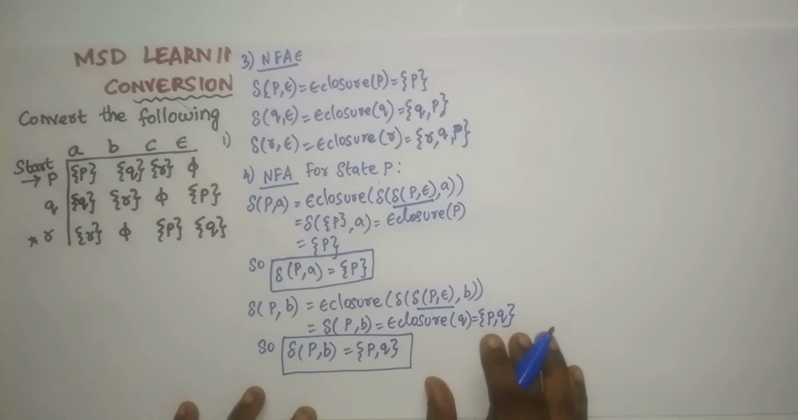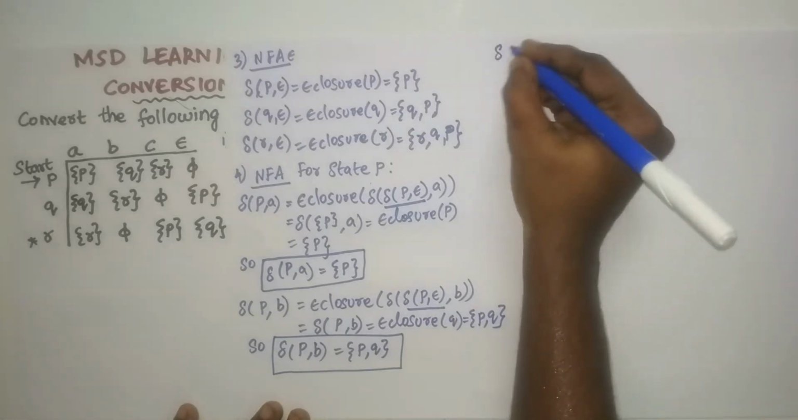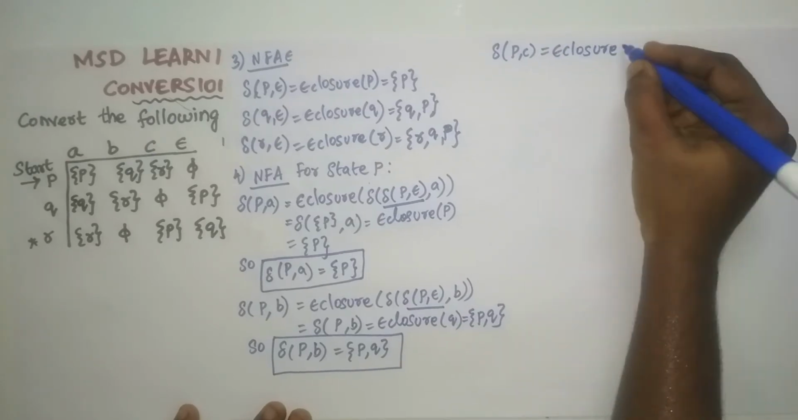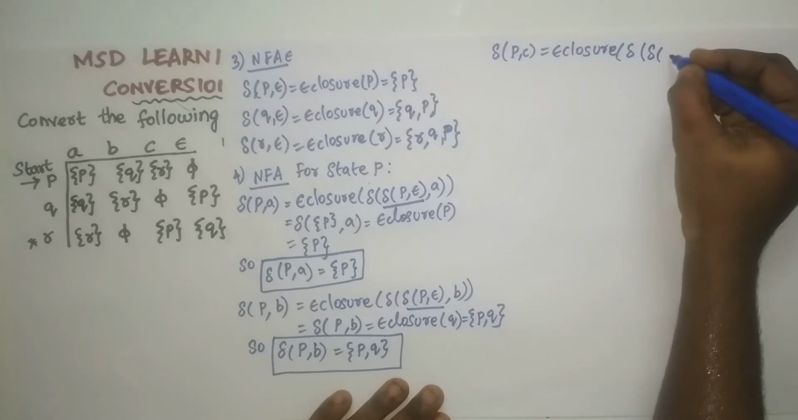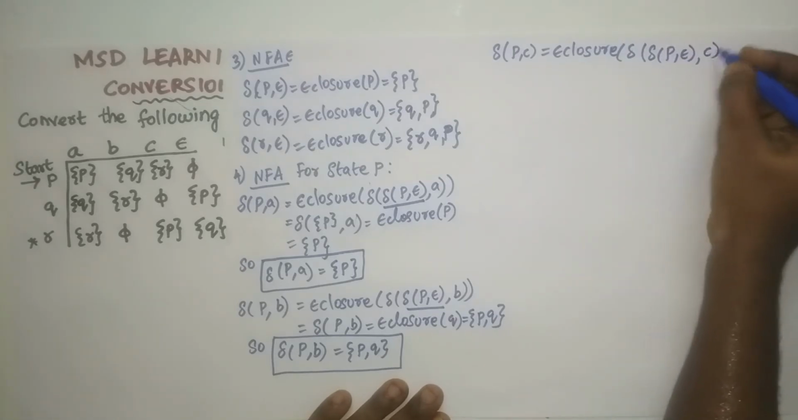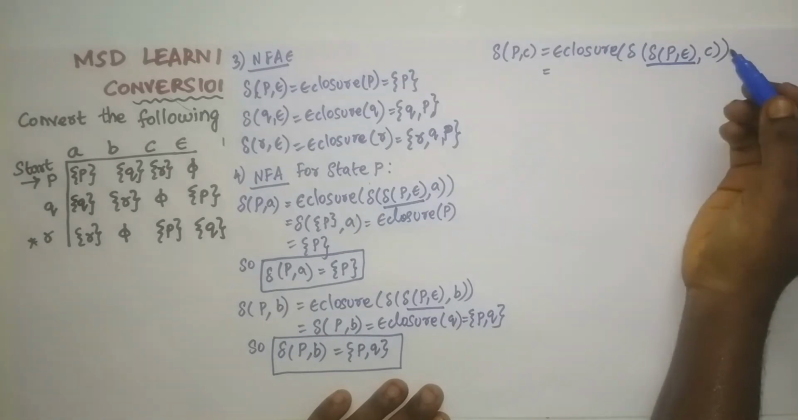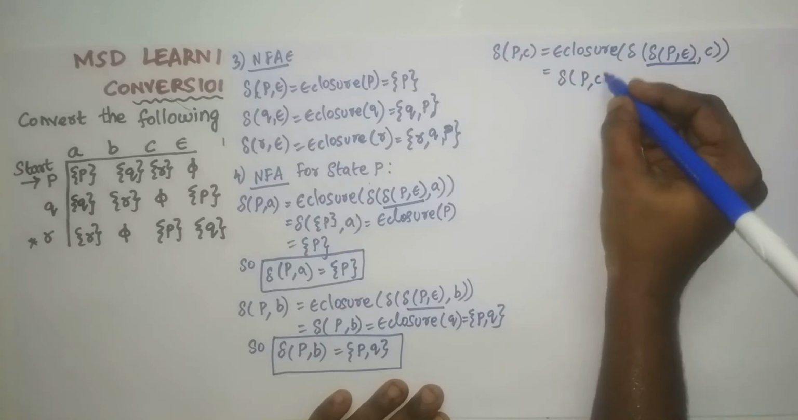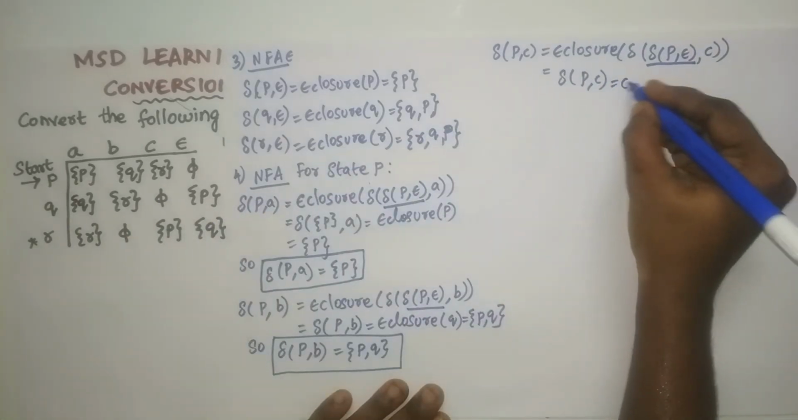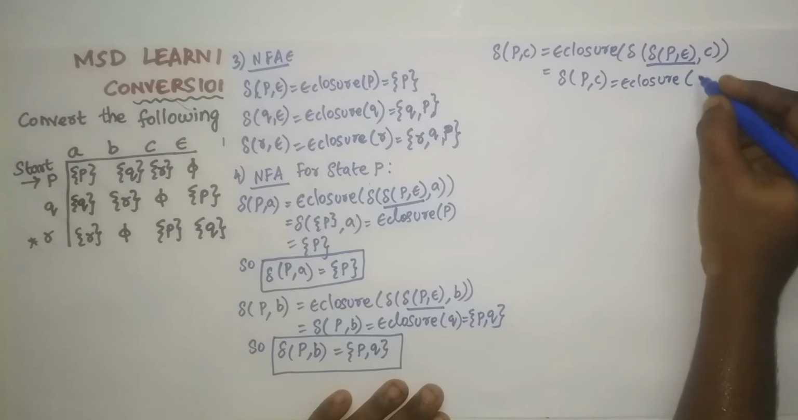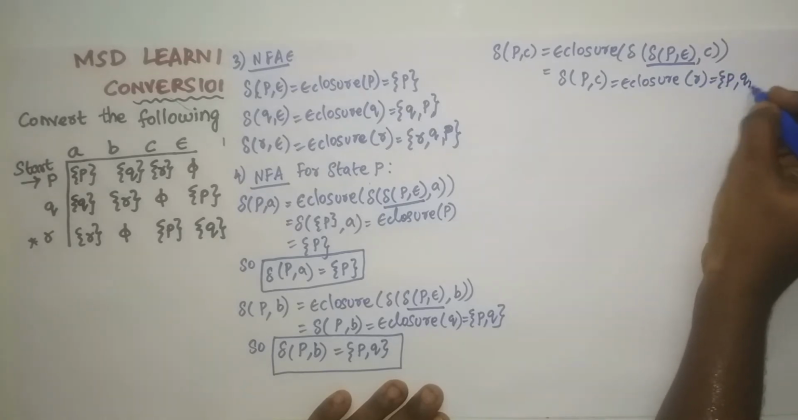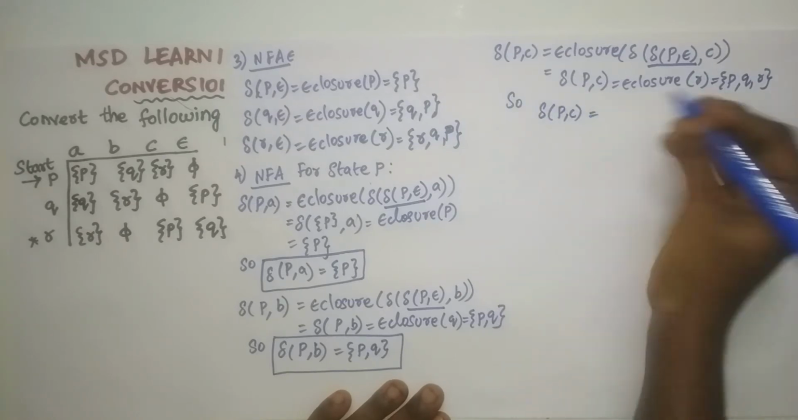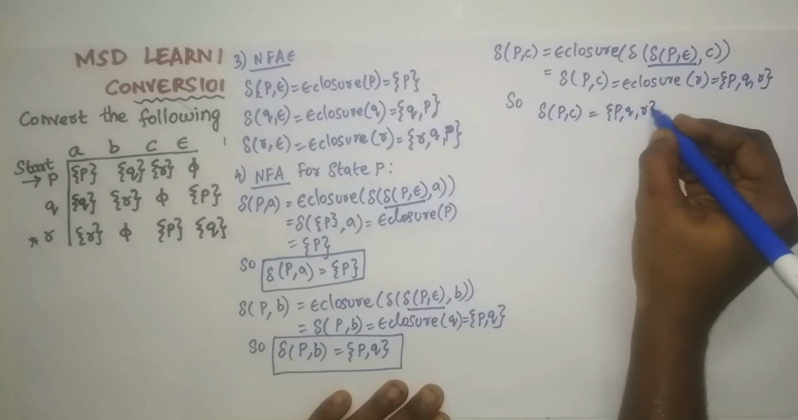Now what is δ of P comma C? δ of P comma C is equal to epsilon closure of δ of P comma epsilon comma C. δ of P comma epsilon is again epsilon closure of P, which is P. P comma C is R. So epsilon closure of R. Epsilon closure of R is P comma Q comma R. So δ of P comma C is equal to P comma Q comma R.